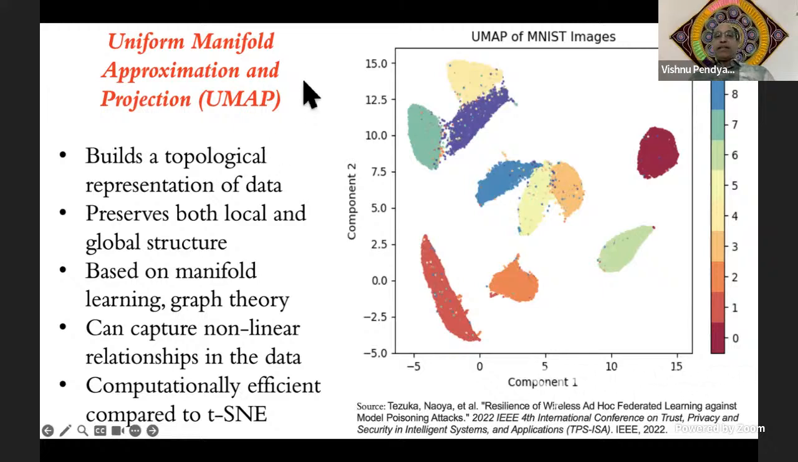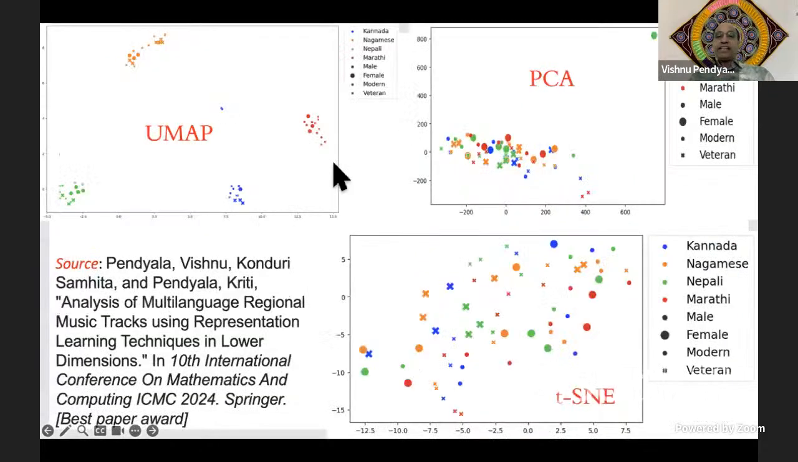t-SNE. So when you apply UMAP on MNIST images, you can see that it does very well on the MNIST images. So UMAP is a very powerful technique that we used in analyzing multi-language, multi-region music tracks. This is the paper that I mentioned at the beginning of the talk. I presented it on the 4th of January, that is 2 weeks back. This is the work done with 2 high school students, one in 9th grade and the other in 11th grade.